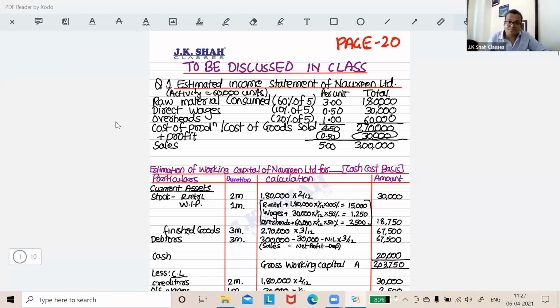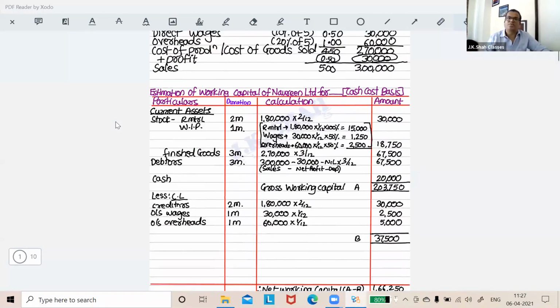Overheads: 20% of 5, that is 1 rupee. 1 rupee into 60,000 is 60,000. Totally this will become 4.5, but the selling price is 5. So the balance is 0.5, that is the profit. Now, 180 plus 30 is 210, plus 60 is 270. And the profit is the same. And then you just go on taking all the points one by one.